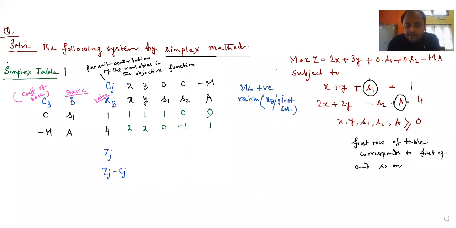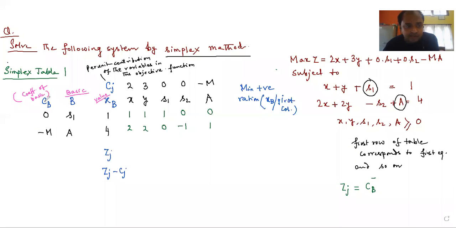Now, these remaining two rows and one column are the part where we'll do some sort of calculation. Now, let me write the formula of ZJ. What is the formula of ZJ? ZJ is given by CB.